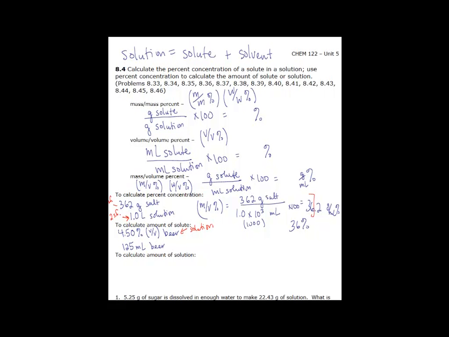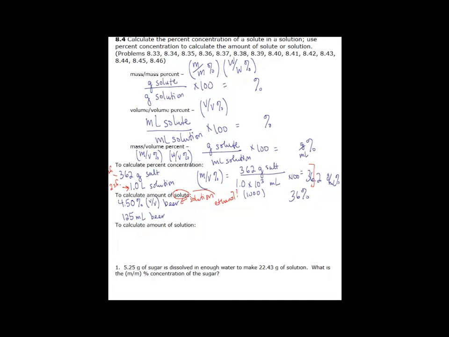And I want to know how much solute. So the solute would be the ethanol. So how much ethanol is in 125 milliliters of beer? The concentration is 4.5% volume per volume beer. Now with these problems, it's very important that you keep track of your units.